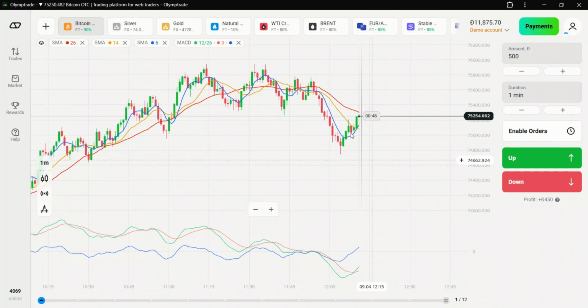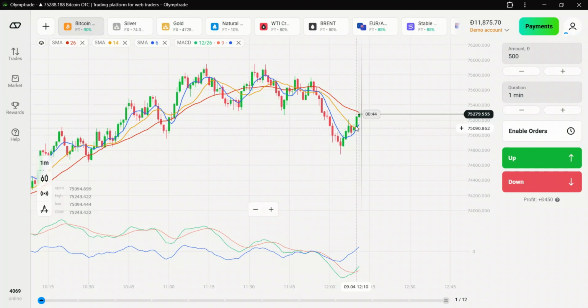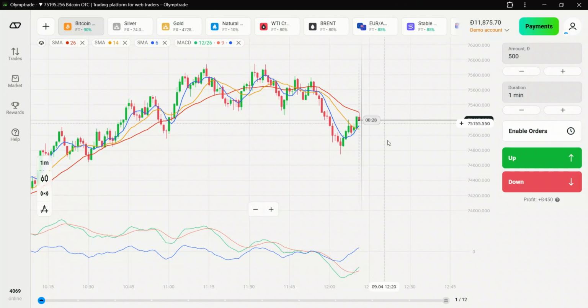So what I do is that once the blue line crosses the yellow line in an upward direction, I'm going to take a buy trade. For the next 1 minute, you can see my time is on the 1 minute. And also these two should be below the red line. And it also applies to a sell trade. So right now, I'm going to take a 1 minute buy trade.